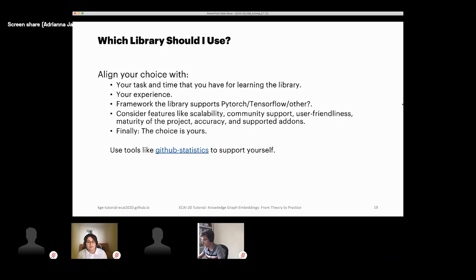and if you can get some community support, maybe through Twitter, Weibo, or Slack, or whatever the developers use to communicate and support you, or if at all. Then scalability, what is the maximum that you need, and user friendliness, maturity of the project, accuracy, very important, and maybe some supported add-ons that you may need. You can use tools like GitHub Statistics to support yourself, which give you some other overview as well. But finally, the choice is yours, and align it with your needs.